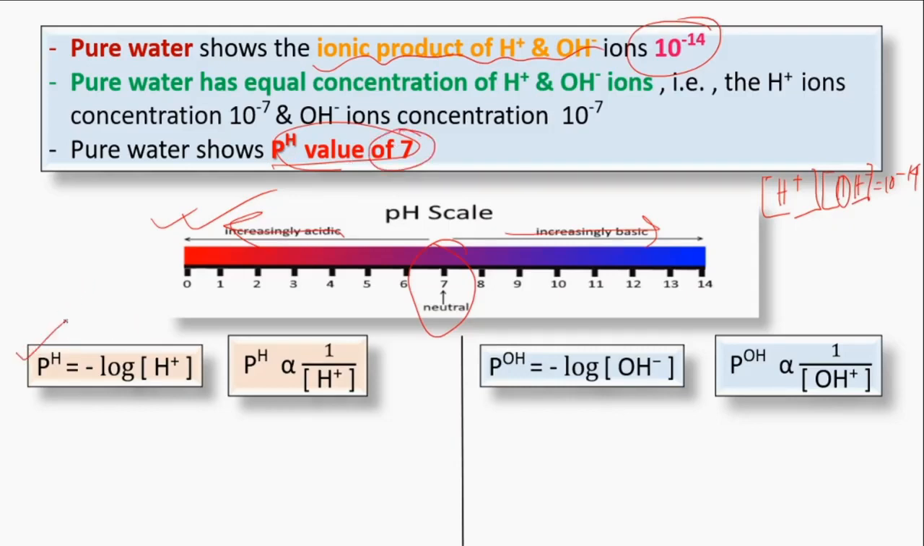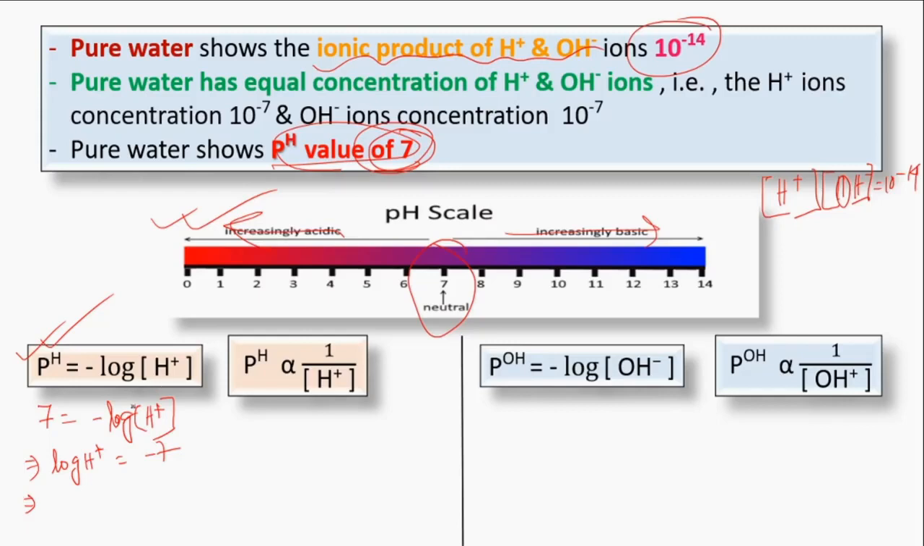At first, see this equation: the pH is the negative logarithm of the total hydrogen ion concentration. That means if pure water shows a pH of about 7, we can write that pH equals 7, which is minus log H plus. So in the next step, log H plus equals minus 7.